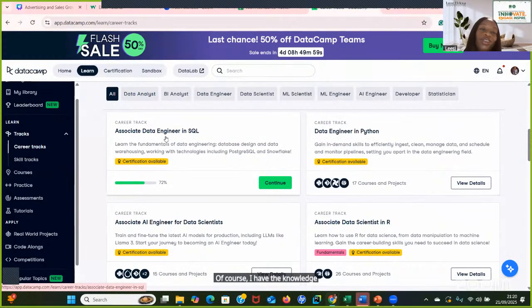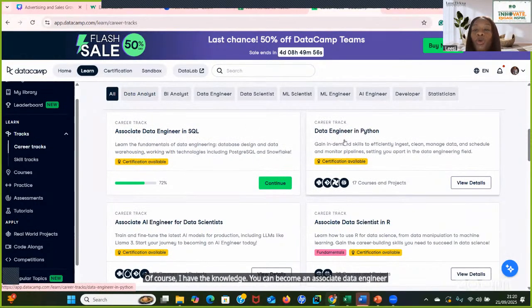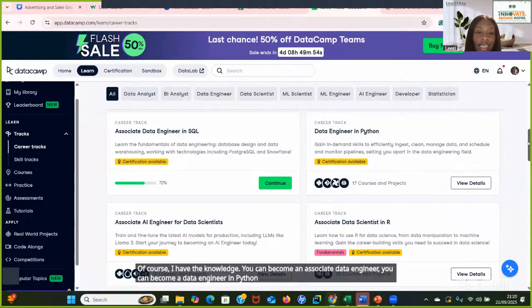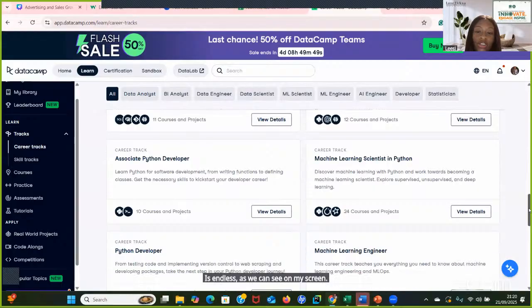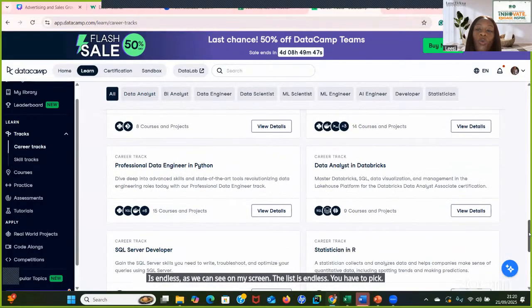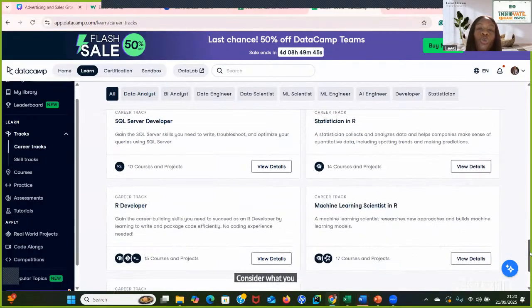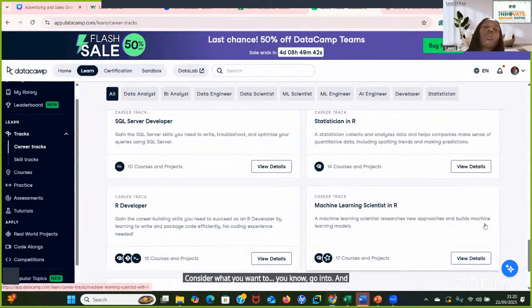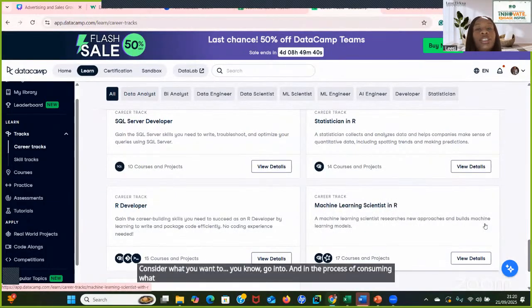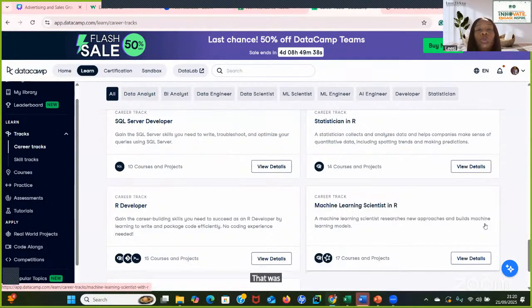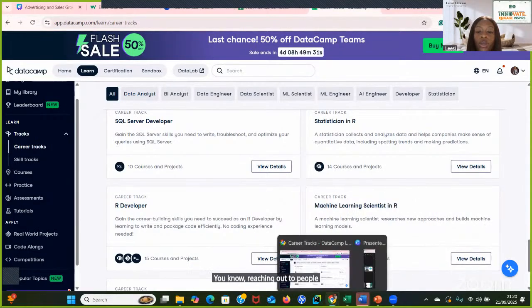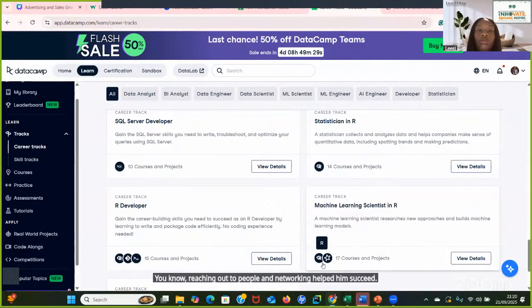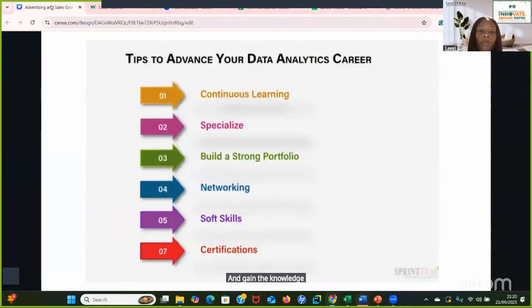You can become an associate data engineer. You can become a data engineer in Python. So the list is endless, as you can see on my screen. You have to consider what you want to go into. And in the process of considering what you want to go into, confusion always sets in. That was why I really wanted Sammy to speak, because he has first-hand experience of how reaching out to people and networking helped him succeed and gain the knowledge that he has so far.